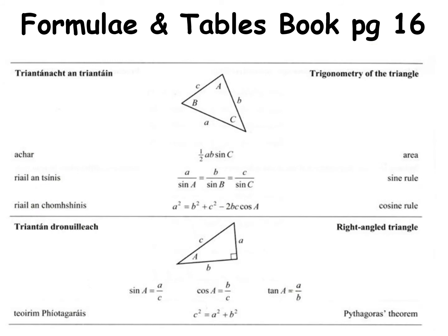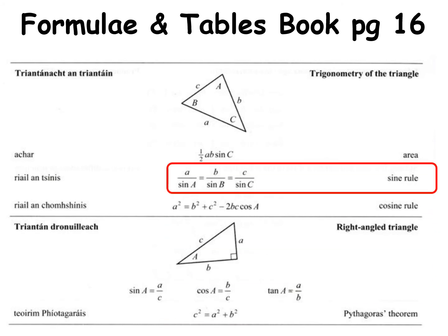The first thing we're going to talk about with regards to our new formula for Leaving Cert is the sine rule. So we have the sine rule here on page 16. You'll be familiar with page 16 of all the pages. If you're familiar with one, it will be page 16 because that is where we had our formula for the right angle triangles. So sine, cos, tan and Pythagoras' theorem.